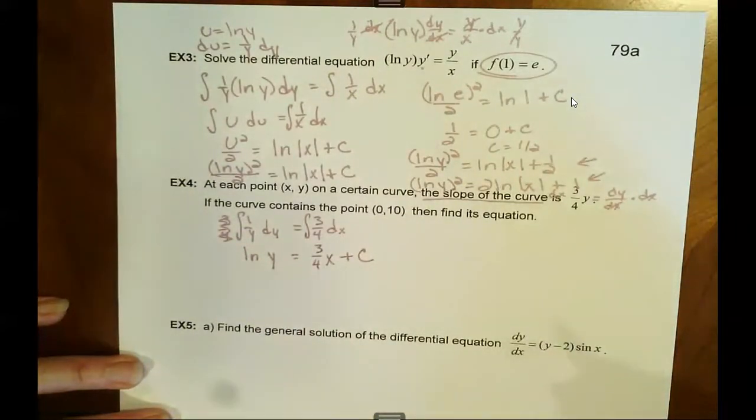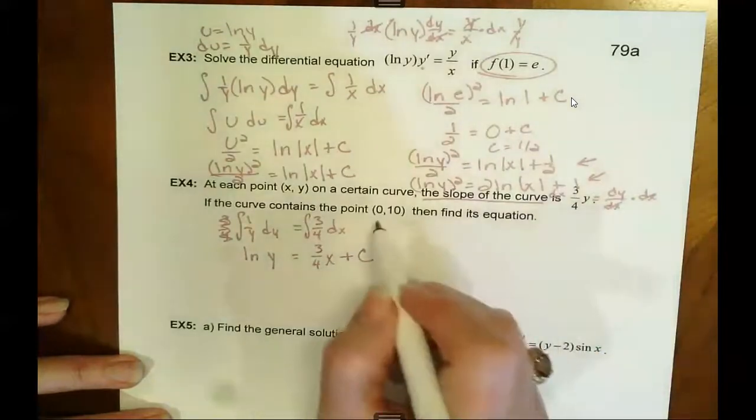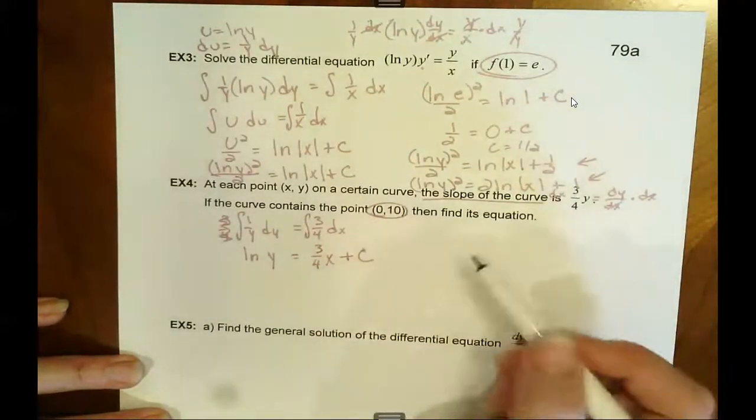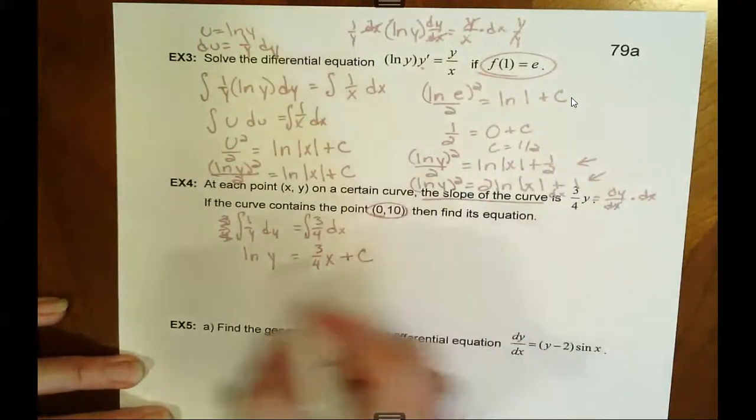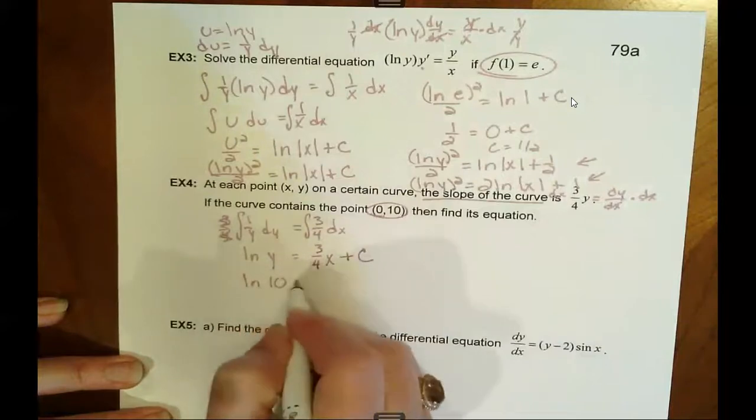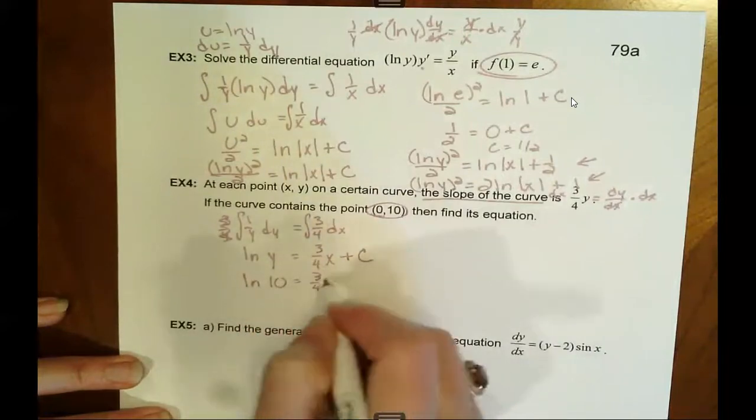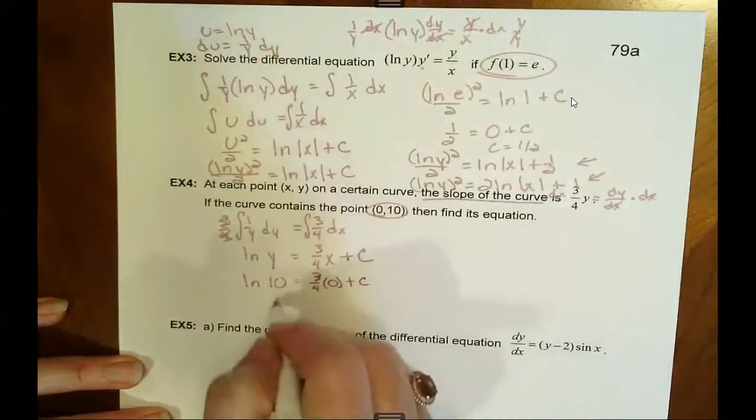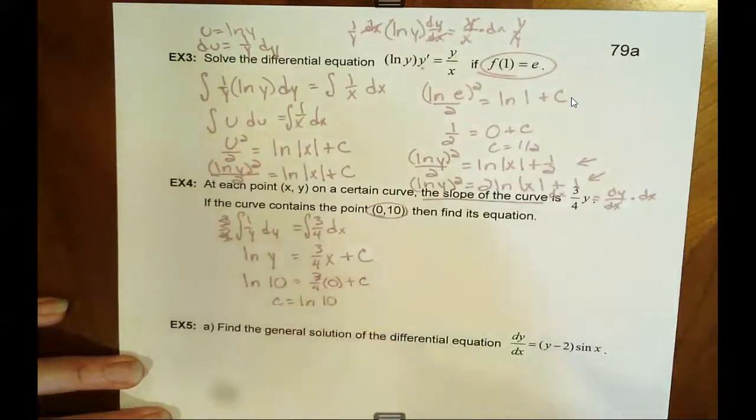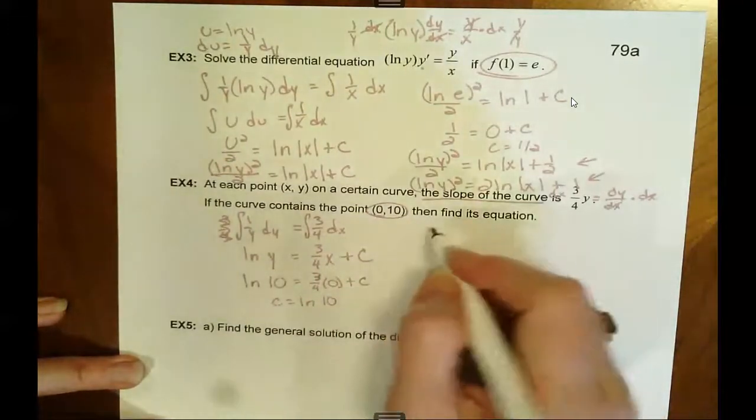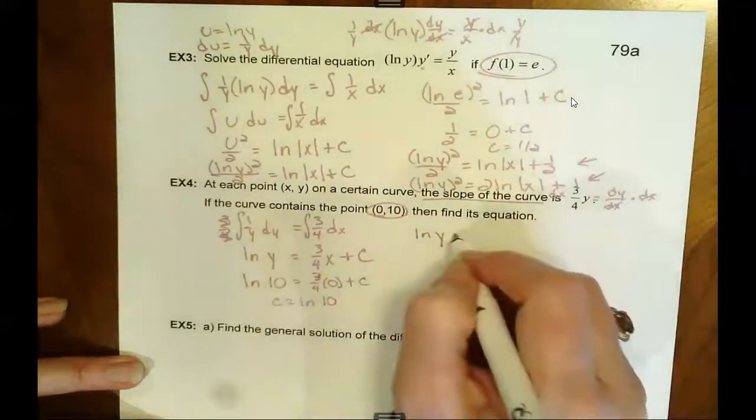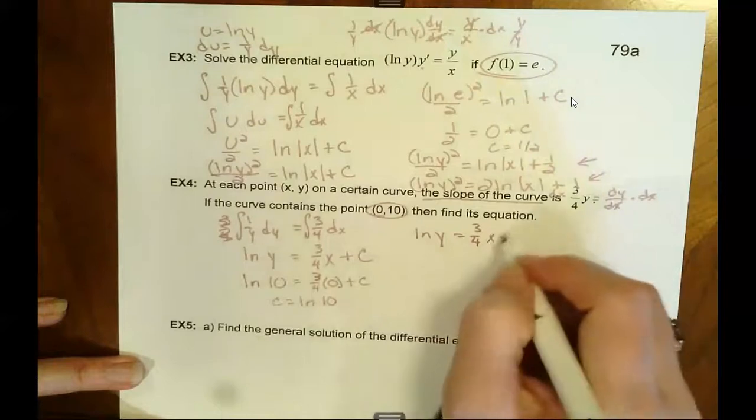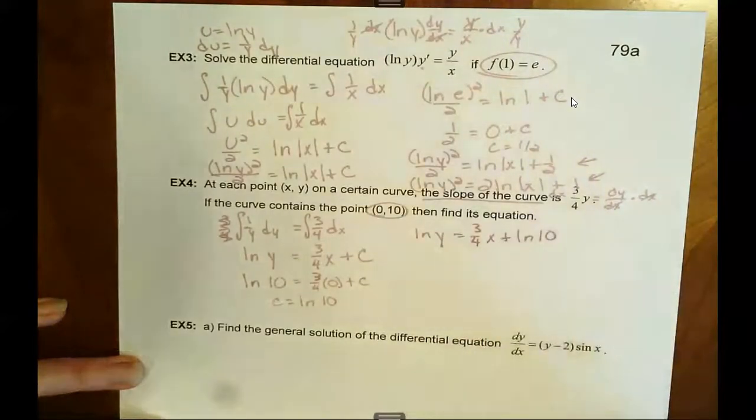All right, so it says the curve contains the point (0, 10). We want to find the equation. So x is 0 and y is 10. We have ln of 10 equals 3/4 times 0 plus c. So c is ln of 10. So we have ln of y equals 3/4 x plus ln of 10.